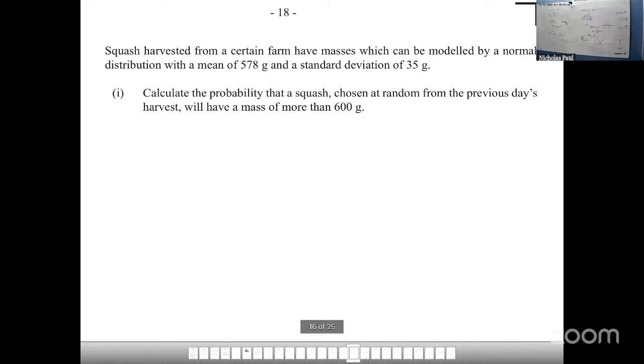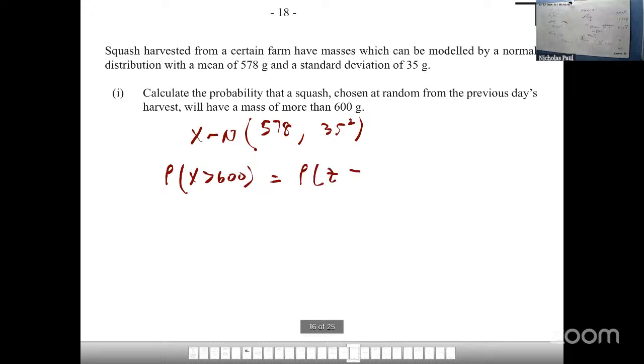So let's see what you end up with. X follows a normal distribution of mean 578 and standard deviation 35, right? They want the probability that a squash chosen at random from the previous day's harvest is more than 600. So you have to standardize. That's the probability of Z more than 600 minus 578 all over 35.